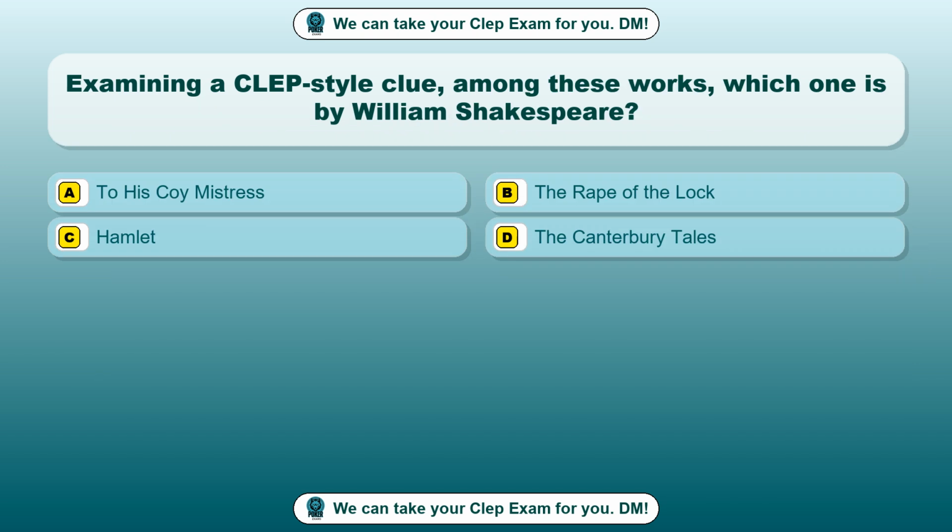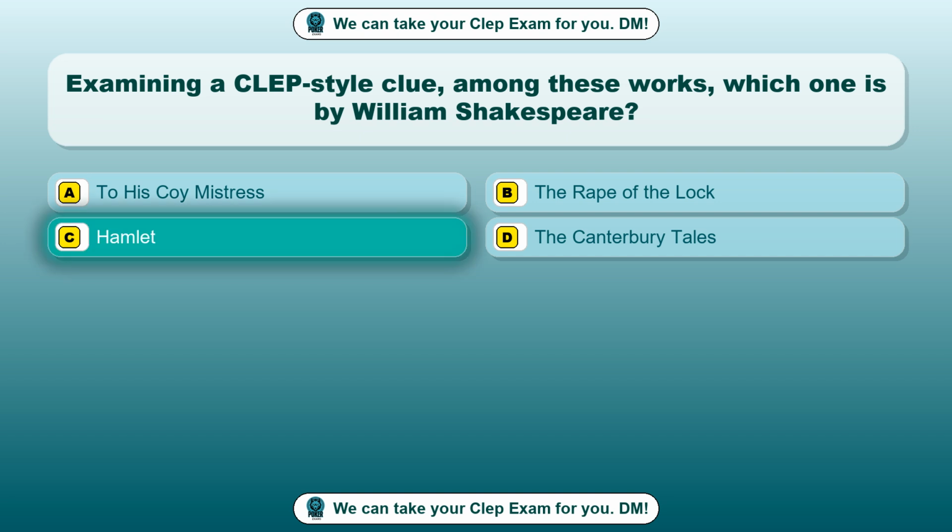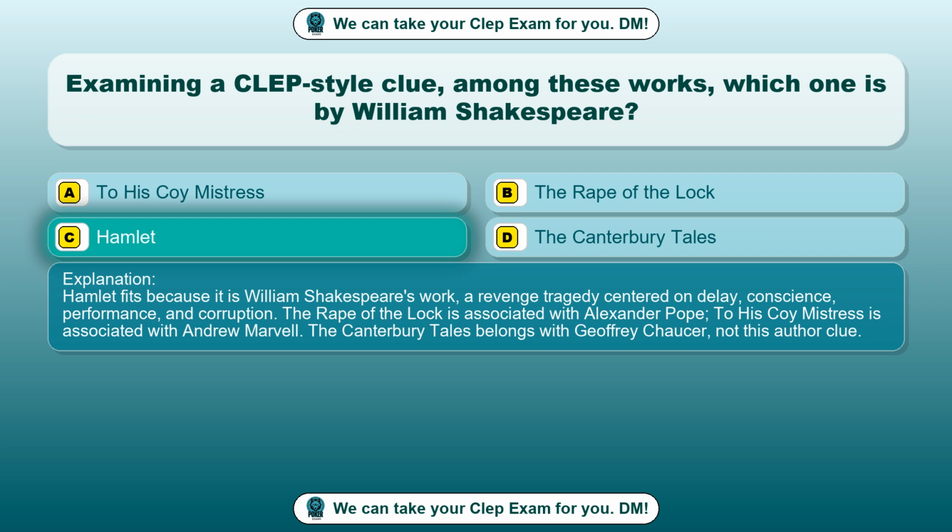Question 67. Examining a CLEP-style clue among these works, which one is by William Shakespeare? Option A, To His Coy Mistress. Option B, The Rape of the Lock. Option C, Hamlet. Option D, The Canterbury Tales. The correct answer is option C, Hamlet. Hamlet fits because it is William Shakespeare's work, a revenge tragedy centered on delay, conscience, performance, and corruption. The Rape of the Lock is associated with Alexander Pope, To His Coy Mistress is associated with Andrew Marvell. The Canterbury Tales belongs with Geoffrey Chaucer, not this author clue.